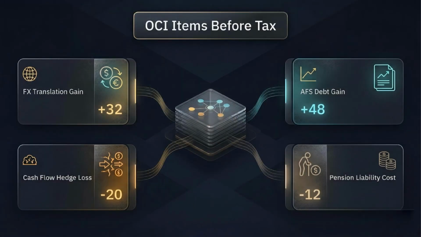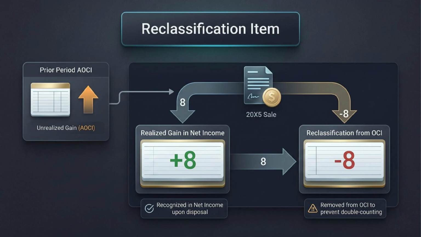Northbridge has 4 OCI items before tax. First, a foreign currency translation gain of 32. Second, an unrealized gain on available for sale debt securities of 48. Third, a cash flow hedge loss of 20. Fourth, a pension liability cost of 12. Gains increase OCI and losses reduce OCI. Each item comes from a different accounting area, but ASC 220 gives us the presentation system for bringing these pieces together. Now we deal with the reclassification item.